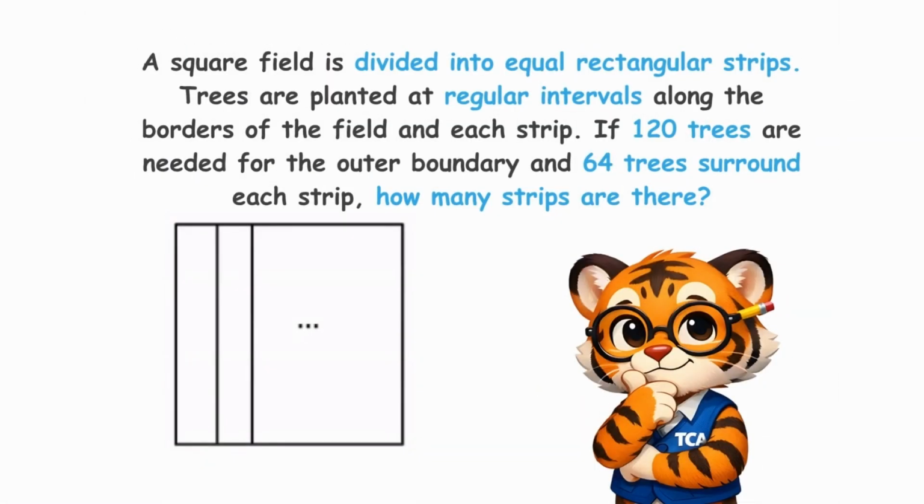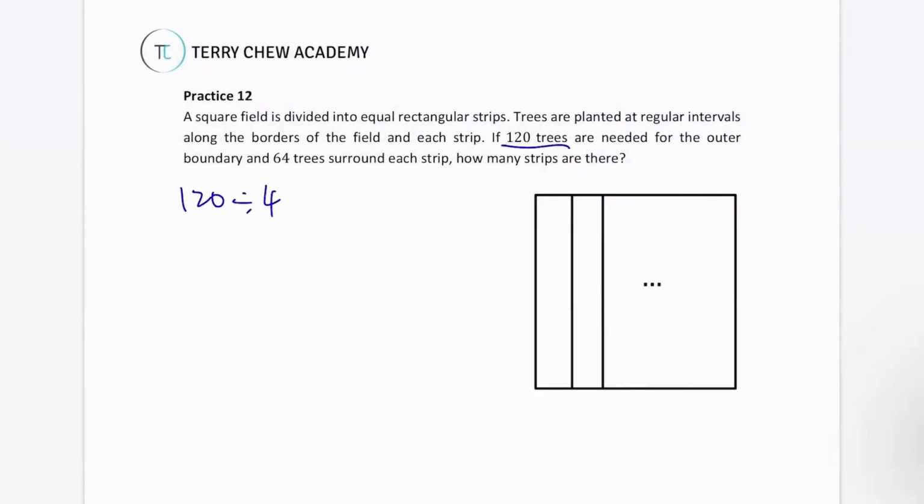So over here is the same thing. We have 123 needed for the outer boundary. Okay, so you have to actually divide by 4 sides, right? You have 30 intervals on each side, right? You have 30 intervals on each side.